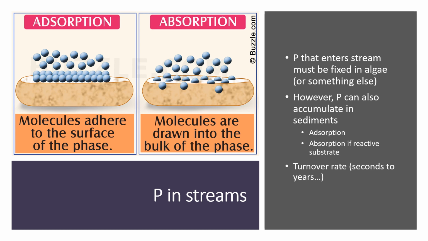And in streams, we often think of phosphorus on the order of seconds to years, probably somewhere closer to weeks is a more average amount. What that means is that phosphorus that enters streams is either rapidly incorporated into organisms or it's moved away very, very rapidly. So it goes downstream to lakes. The streams are always going to be in need of phosphorus because that phosphorus is always leaving.